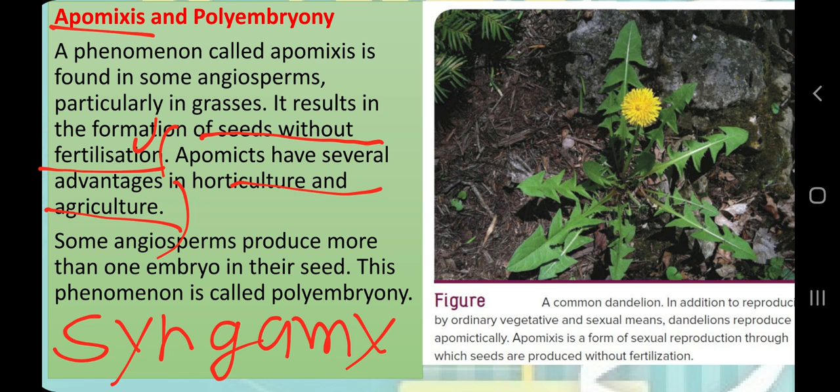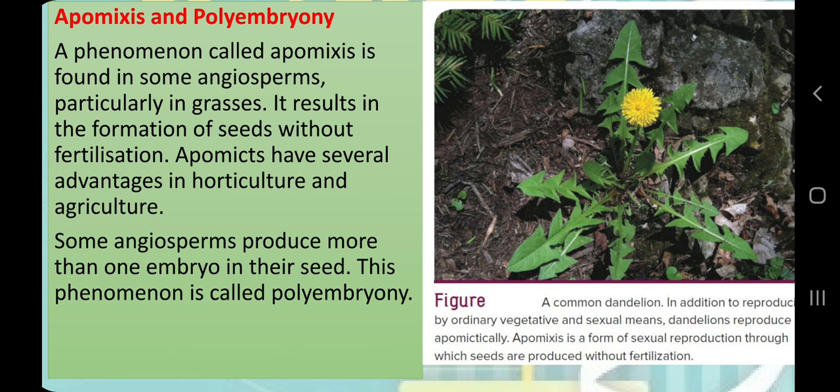What is polyembryony? It is very simple. The simplest example is orange. Orange or lemon seeds have many embryos. The occurrence of many embryos in a single seed is called polyembryony. So apomixis and polyembryony are very short topics. You can read them as they are from your NCERT.